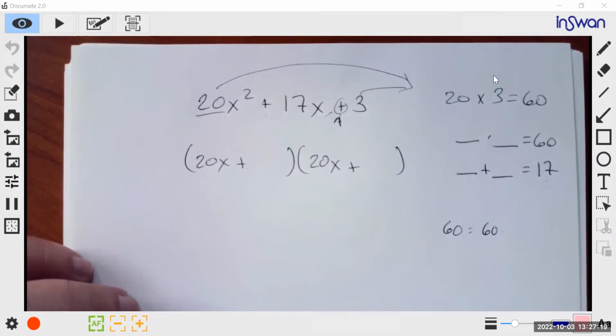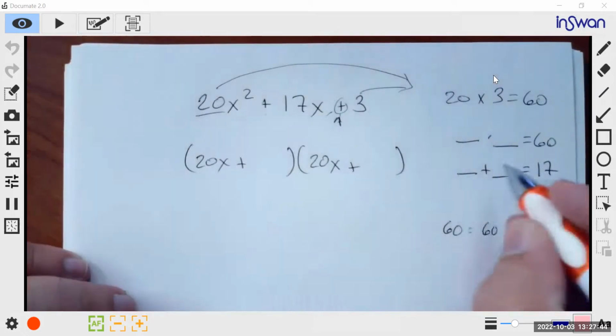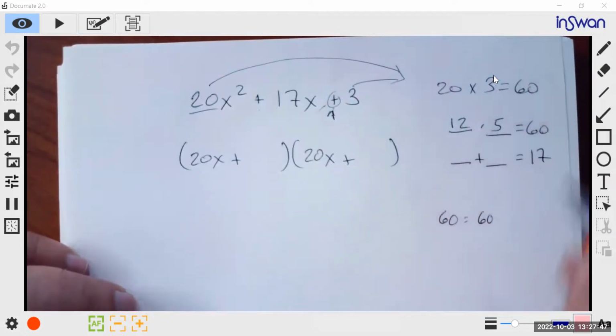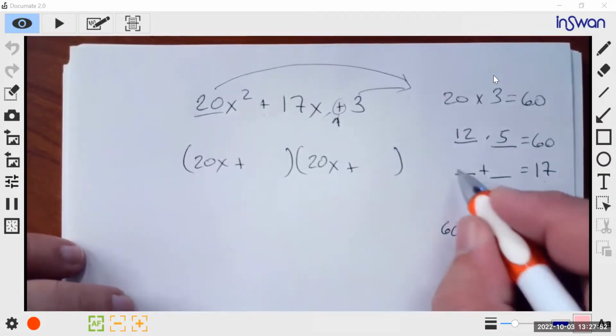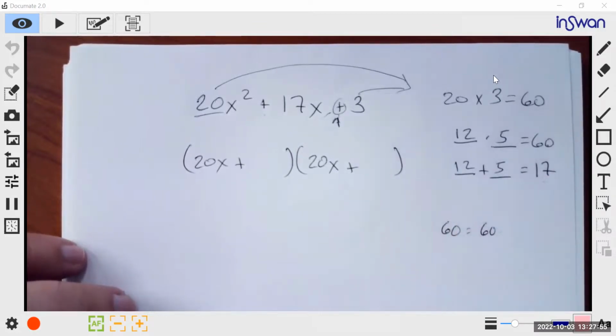Ah, 12. That's 20. 17, that's 17. Well, but that'll be 17. Instead it would be 5. Yeah. Twelve and 5. Yeah. I had to make sure my numbers were going to add up.